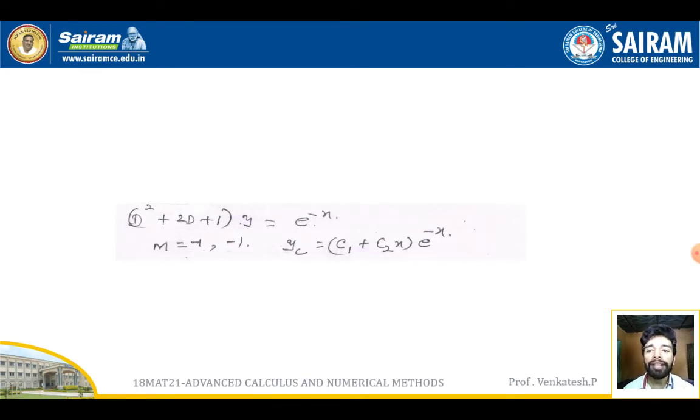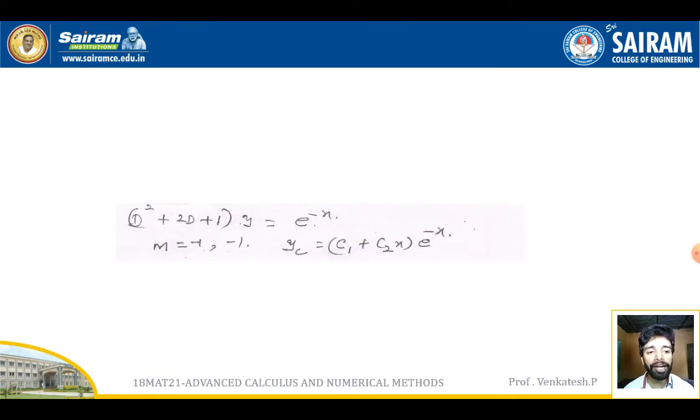So if I replace d by m, I will get m square plus 2m plus 1 is equal to 0 as the auxiliary equation. On solving m square plus 2m plus 1 is equal to 0, I will get the roots like m is equal to minus 1, comma, minus 1. So here we can observe that the roots are real and equal, and the roots are repeating here. So if the roots are repeating, the complementary function will be yc is equal to c1 plus c2x into e power minus ax. So we got the complementary function here.